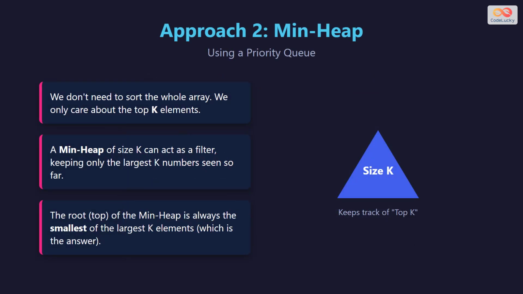A better approach is to use a min-heap. We don't need to order the entire array. We only need to keep track of the largest k elements we have seen so far. A min-heap of size k is perfect for this because the root always holds the smallest of those top k elements.